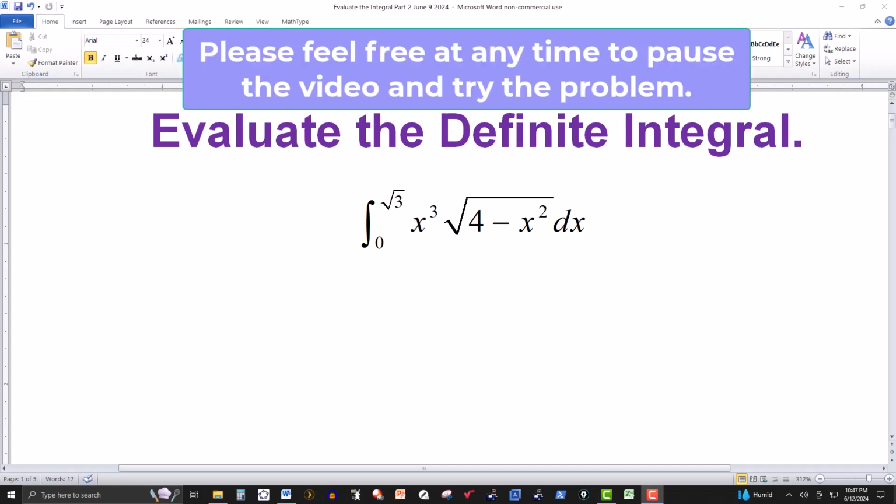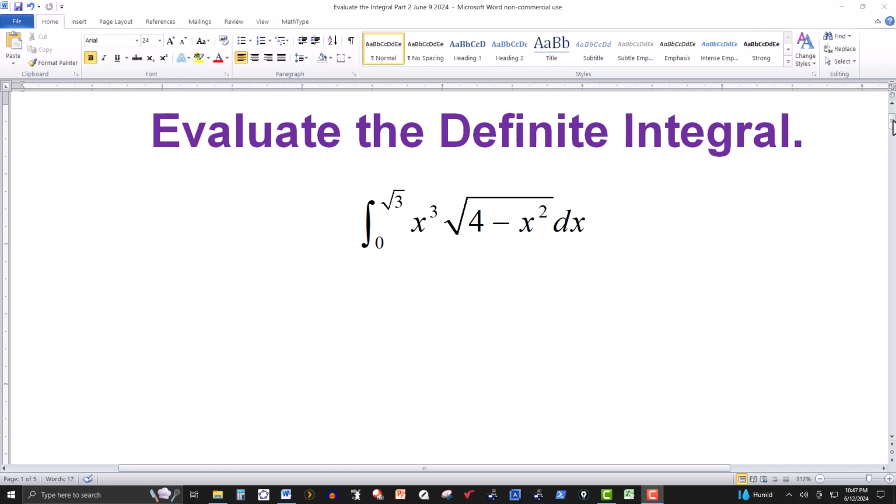In this video, we want to evaluate the definite integral from 0 to the square root of 3 of x cubed multiplied by the square root of 4 minus x squared dx. Now, in an earlier video, I found the evaluation of the indefinite integral, that is, without the limits of integration here. So I'm going to refer to that for this problem, and I'm going to link the video in the description so you can check yourself.